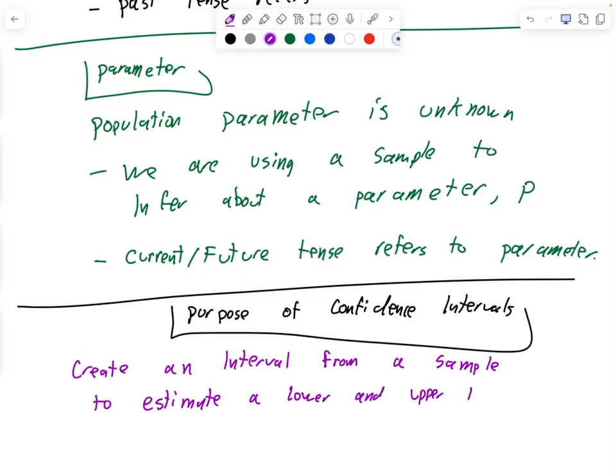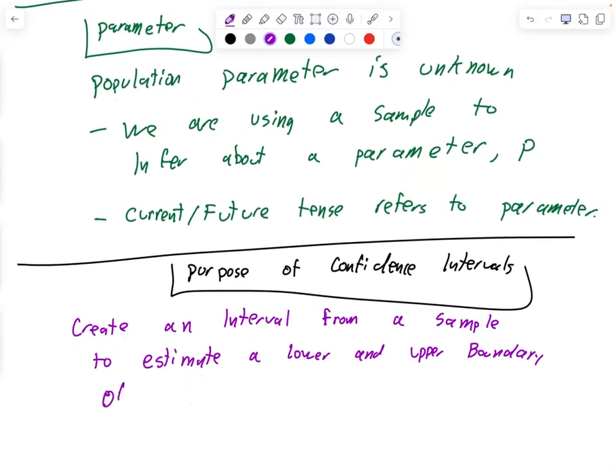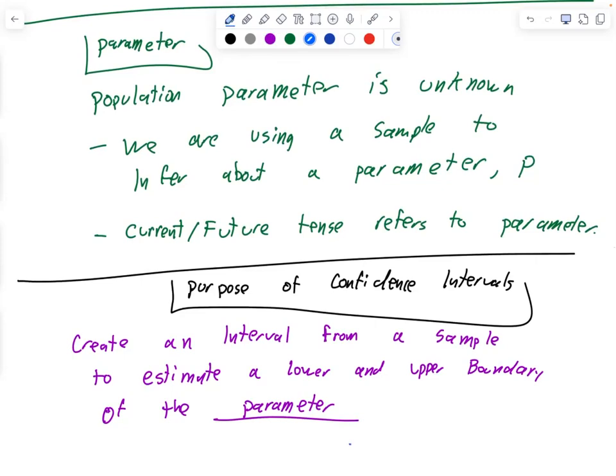And the reason I'm saying this here, remember, do not use past tense. So when you're doing today's problems, and this is the same thing when you're interpreting the confidence interval, the first question is going to be, what is the question asking you to do? The question is going to be asking you to create an interval from a sample to estimate the lower and upper boundary of whatever it is. Like in yesterday's problems, create a confidence interval for the proportion of teens who text and drive.